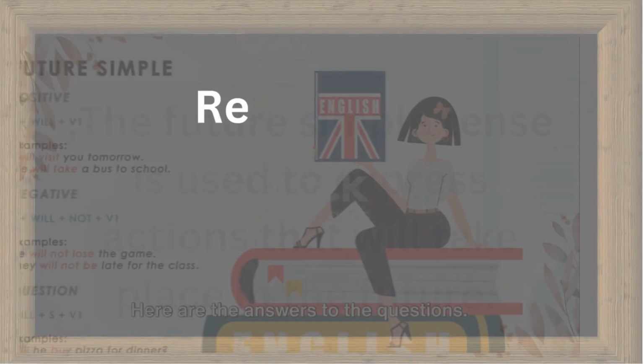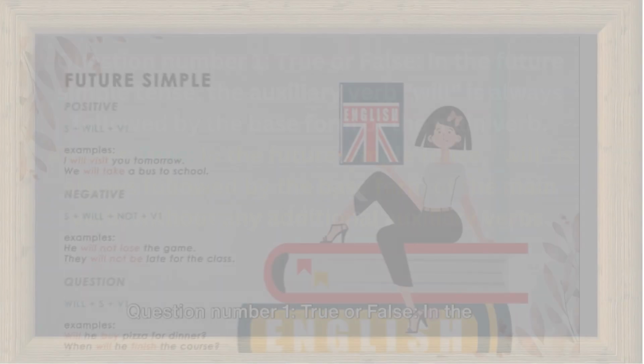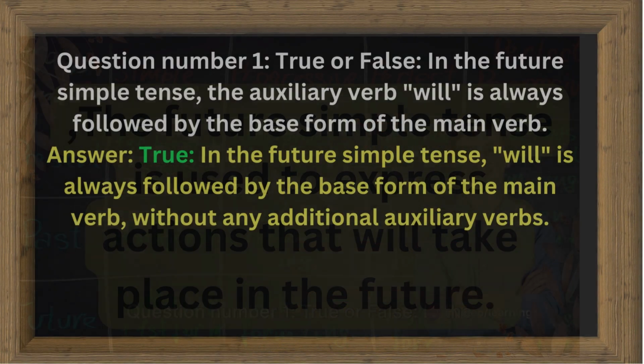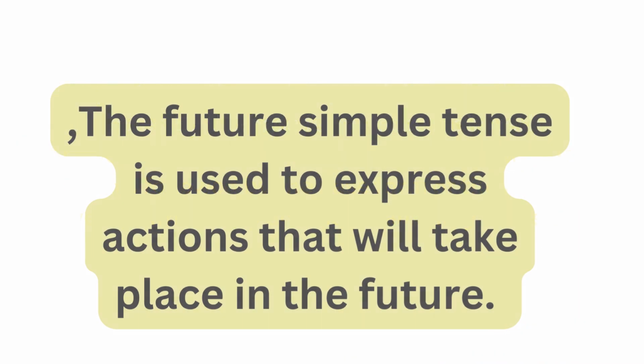Here are the answers to the questions. Question number 1. True or false? In the future simple tense, the auxiliary verb will is always followed by the base form of the main verb. Answer. True. In the future simple tense, will is always followed by the base form of the main verb, without any additional auxiliary verbs.